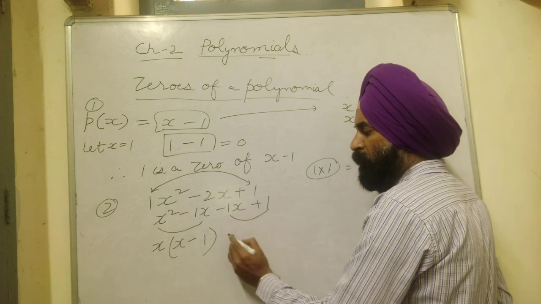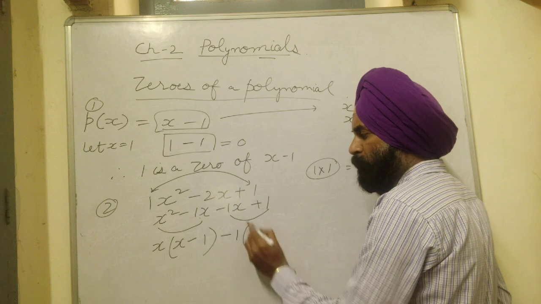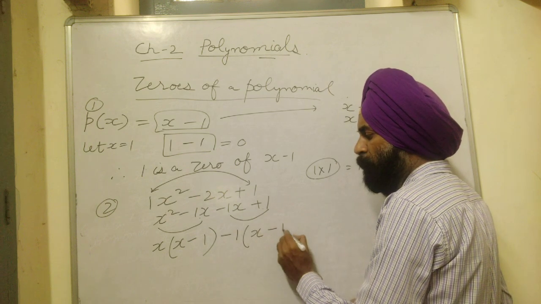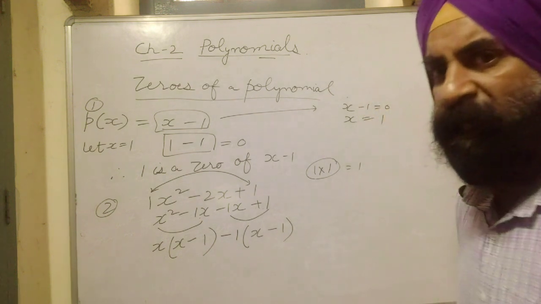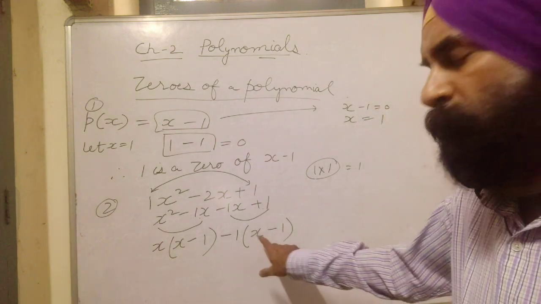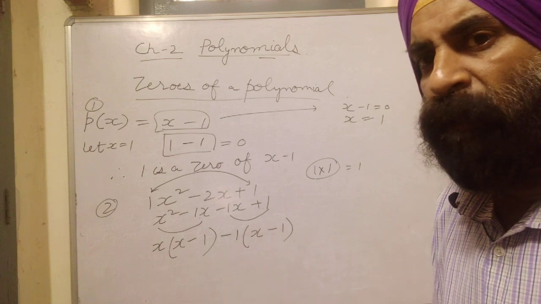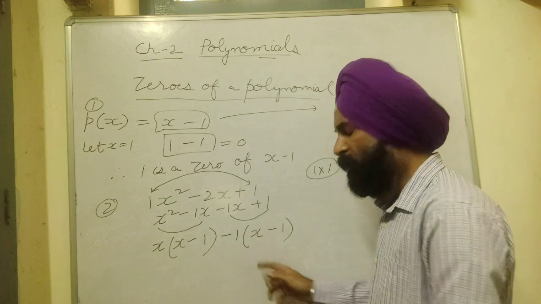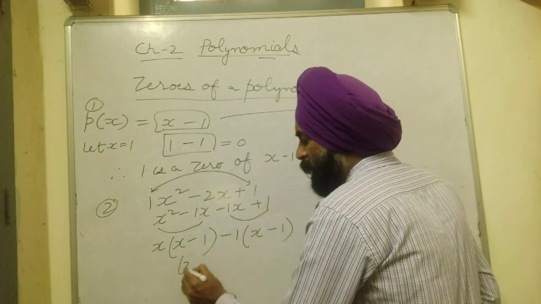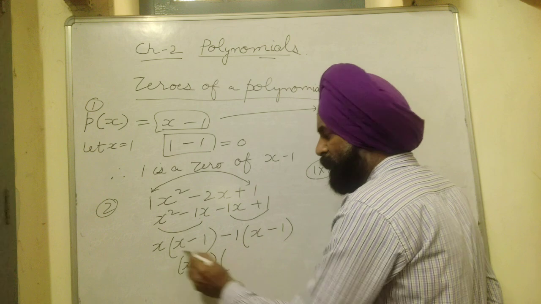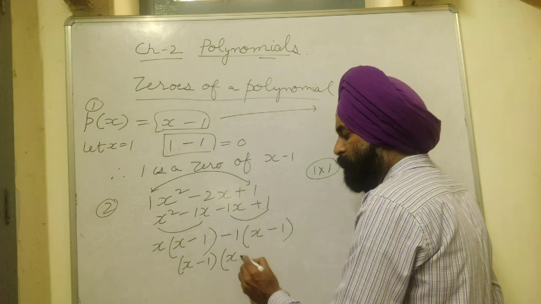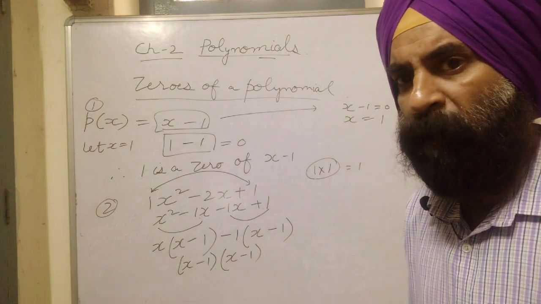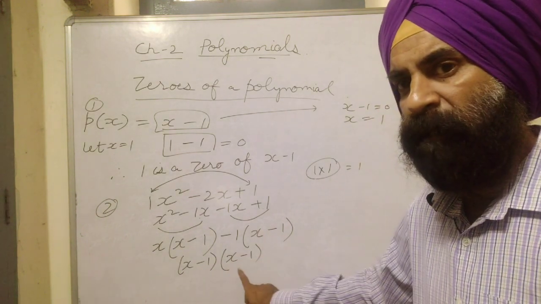Now from the other two terms I will take minus 1 common. When we take the negative sign common, the signs of the respective numbers change. Now I see x minus 1 is common in both of them. So I can write x minus 1 common and another factor x minus 1. So I got two factors of the given quadratic polynomial. Both the factors are the same, x minus 1 and x minus 1.